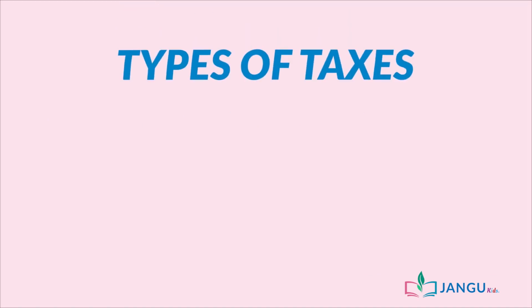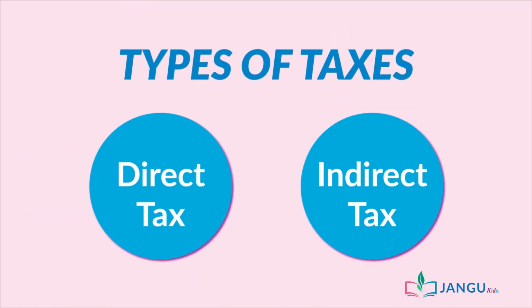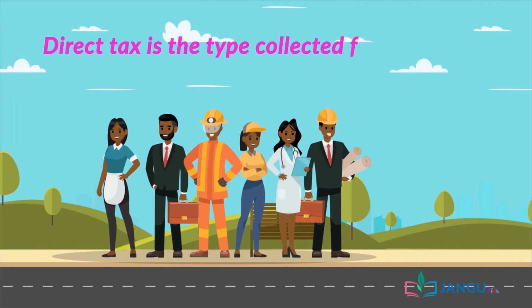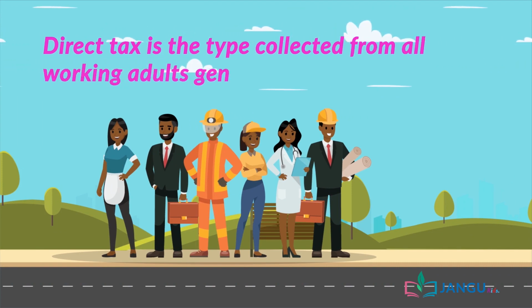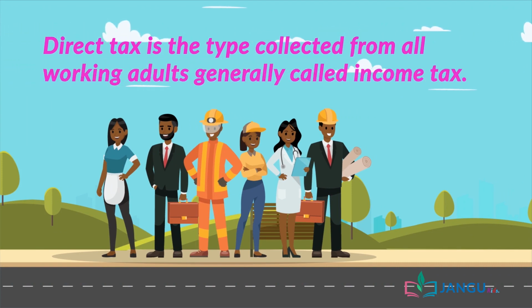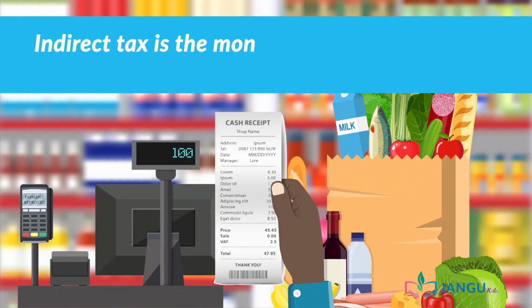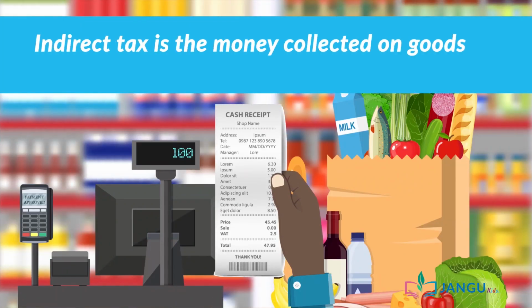There are two types of taxes, namely direct and indirect taxes. Direct tax is a type collected from all working adults, generally called income tax. Indirect tax is the money collected on goods, licenses, etc.